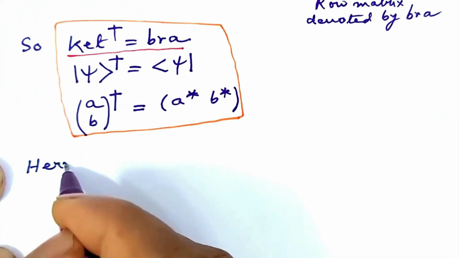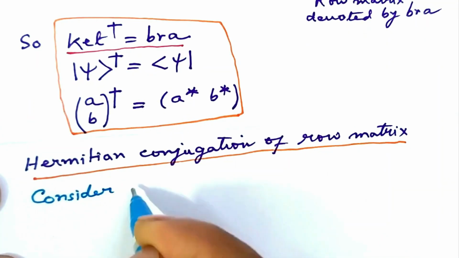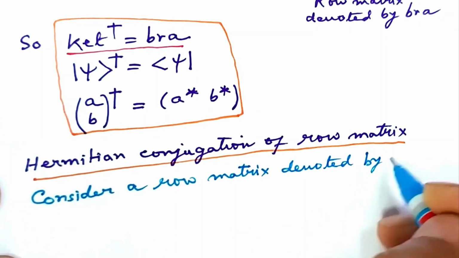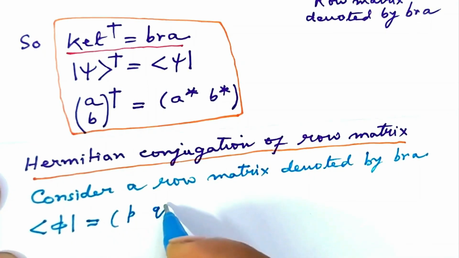B star. Let us now find the Hermitian conjugation of a row matrix. Consider a row matrix denoted by bra phi, the explicit form of which is PQ.